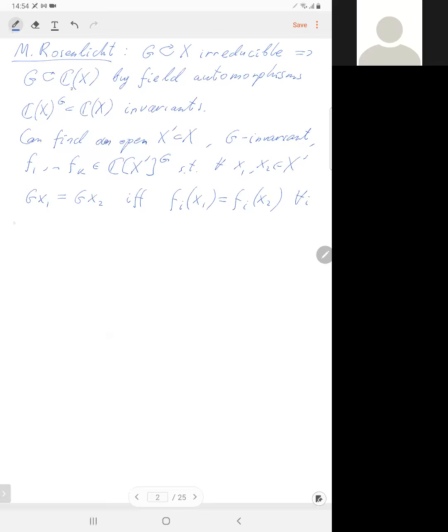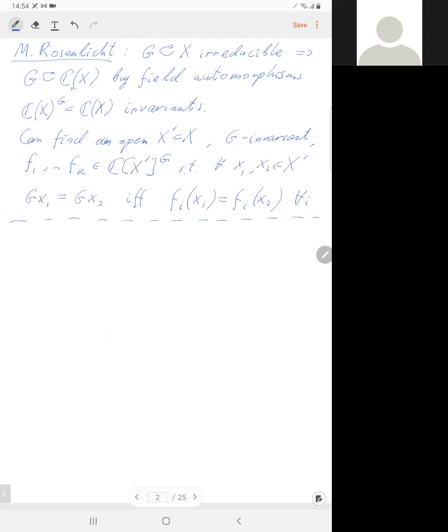So we will start proving this theorem. It will be a rather long proof, but before we even prove it, may I ask a question? Yes, certainly. Does this function belong to the polynomial ring of X prime invariant or X invariant?